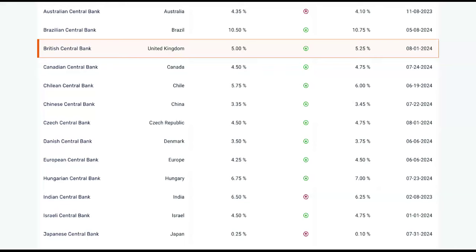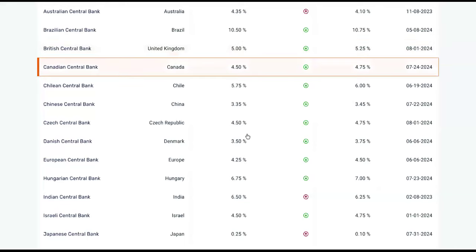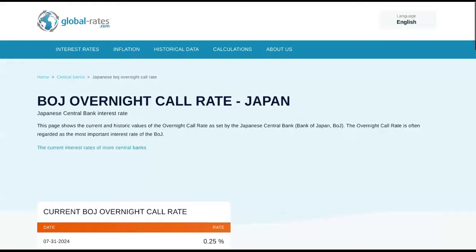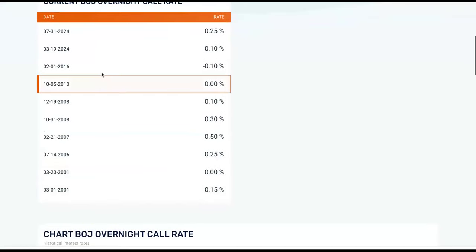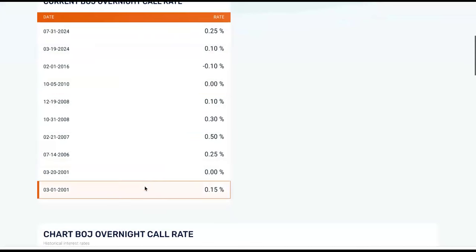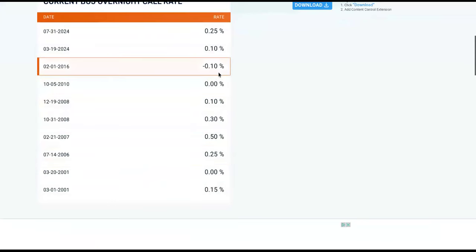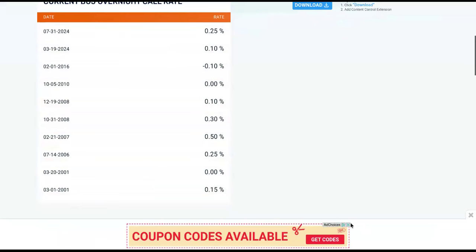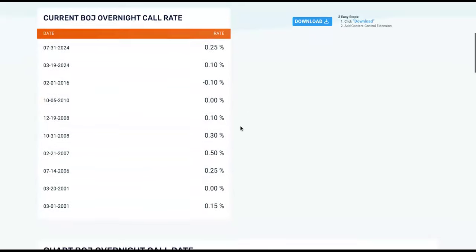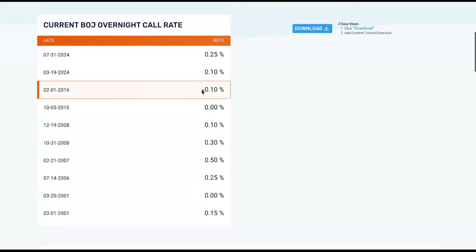And that's been the stance since 2016, pretty much, for a long time. And why I say 2016? Is it 2001 or 2016? There it is. 2016 is when they went negative. 2016 is when they went negative, and that's when they kind of shot themselves in the foot.